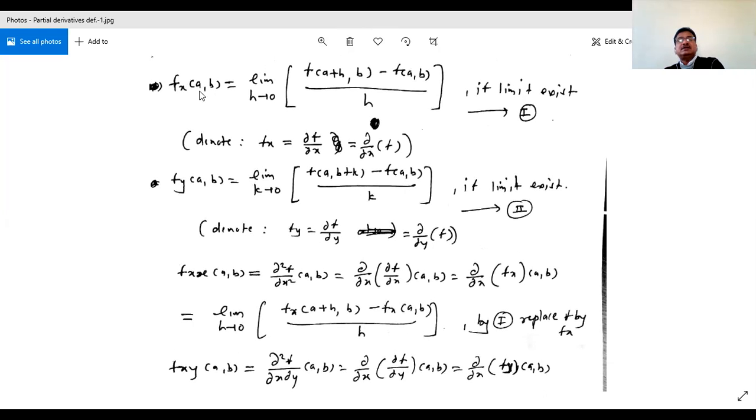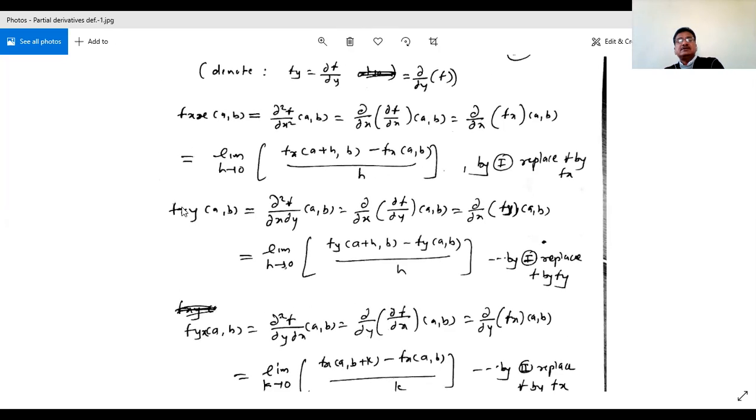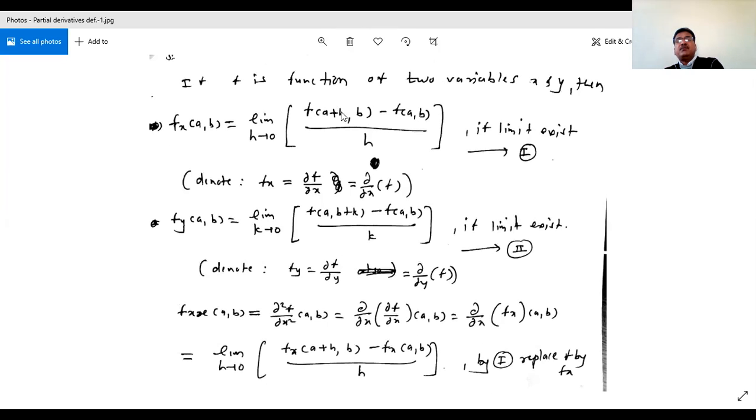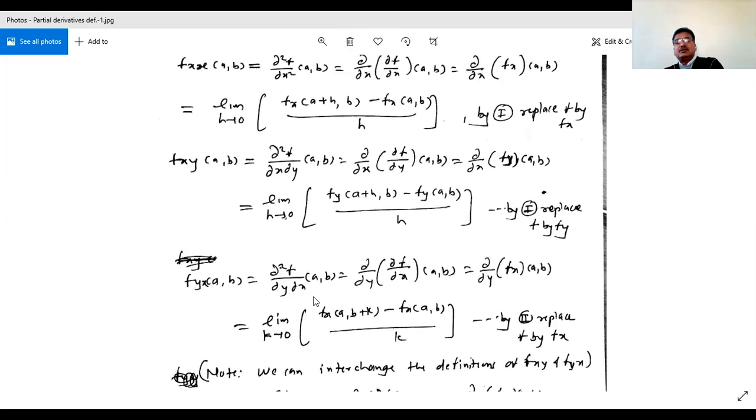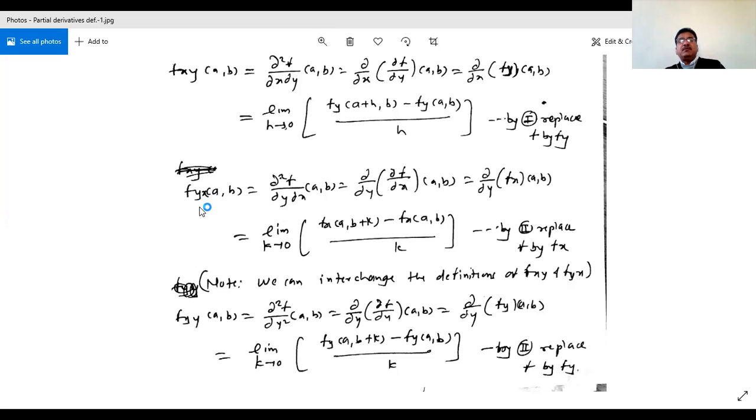And what is this? This is the derivative of f with respect to x. And here, what is fxy? It means the derivative of fy with respect to x. That is just replace f by fy. Okay. And what is fyx? Fyx means the derivative of fx with respect to y.